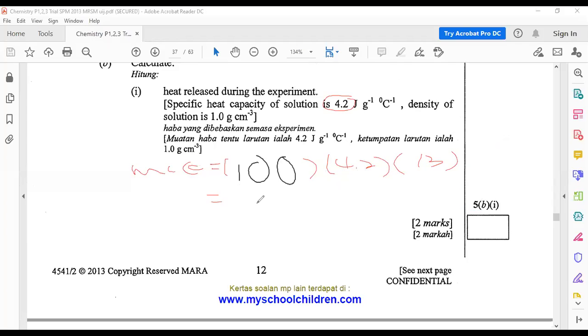Okay, someone unmute and tell me what is the value that you get. 5,460. Okay, you are going to get 5,460. What is the unit, Alvin? Joule, teacher. Okay, good, the joule. Okay, this is your answer. Now we continue. Next part.